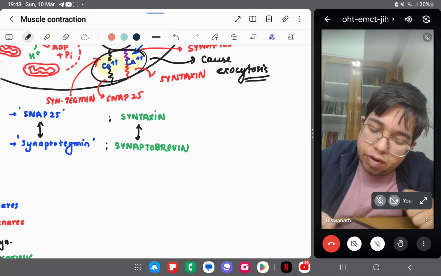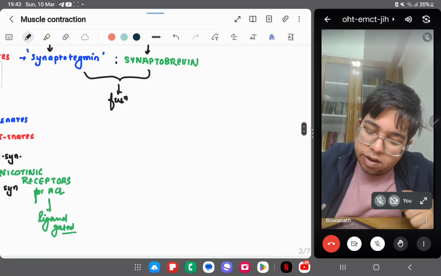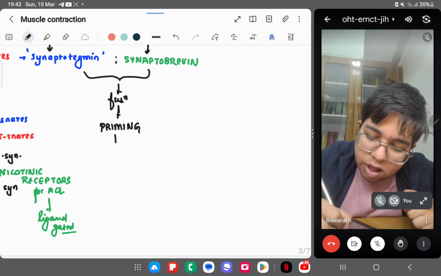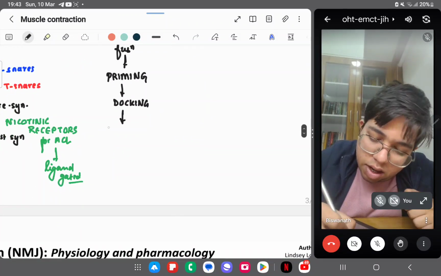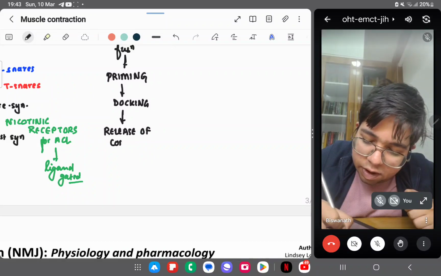So after this fusion, there will be a process of priming, there will be a process of docking, and a release of contents out.